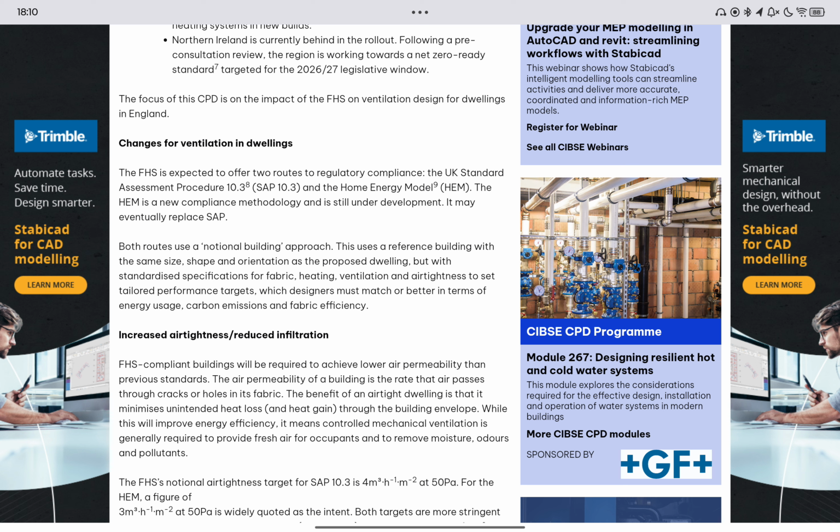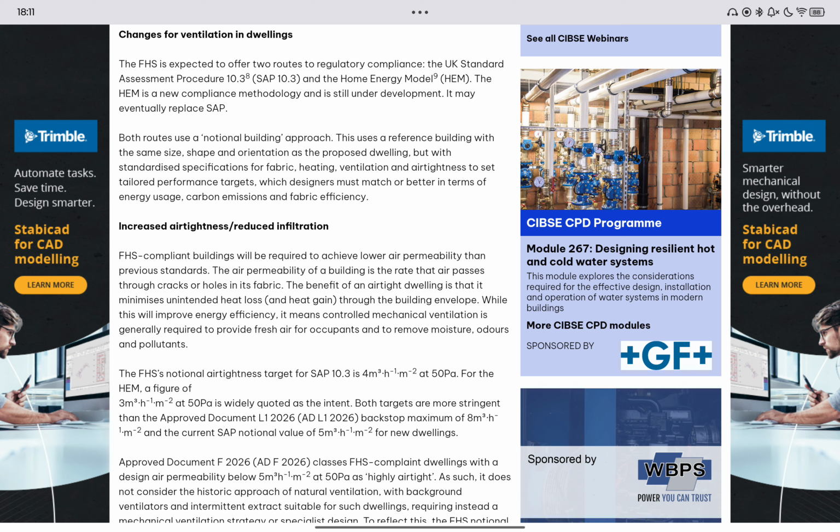The HEM is a new compliance methodology and is still under development. It may eventually replace SAP. Both routes use a notional building approach. This uses a reference building with the same size, shape and orientation as the proposed dwelling, but with standardised specifications for fabric, heating, ventilation and air tightness to set tailored performance targets, which designers must match or better in terms of energy use, carbon emissions and fabric efficiency.